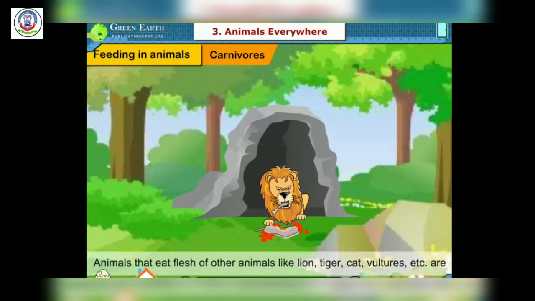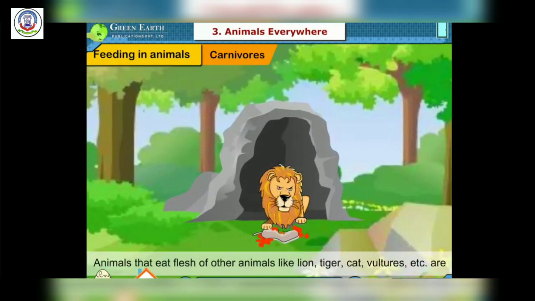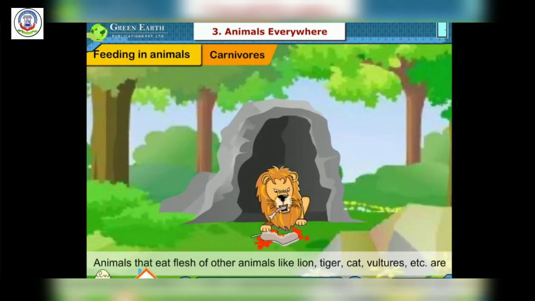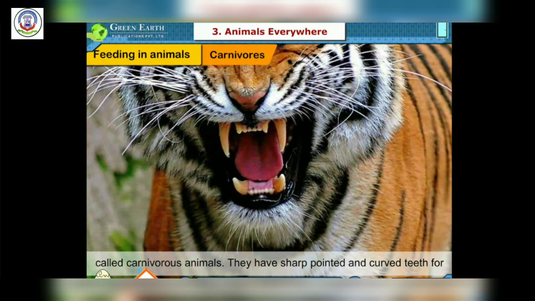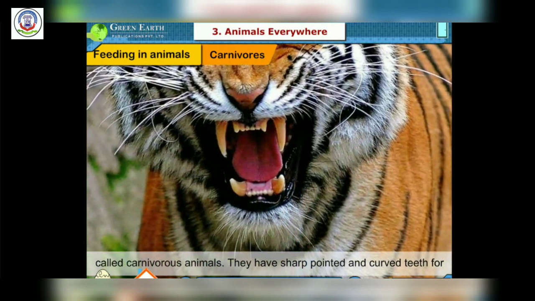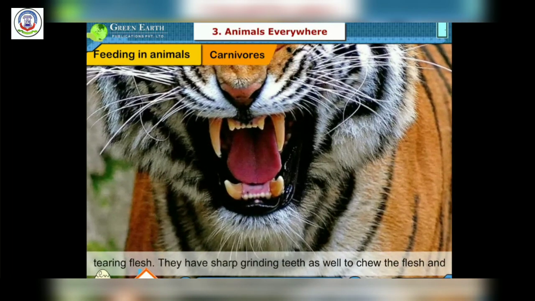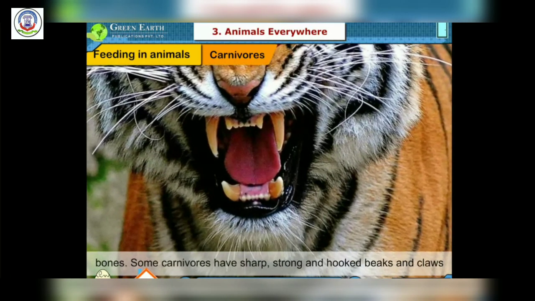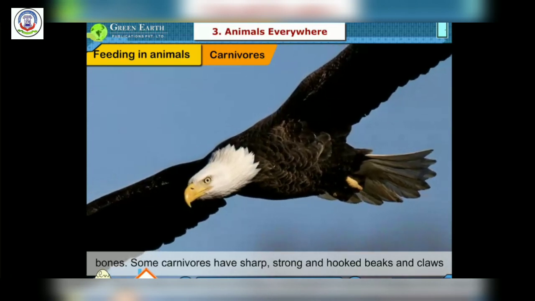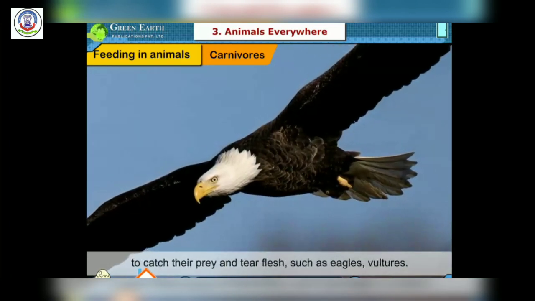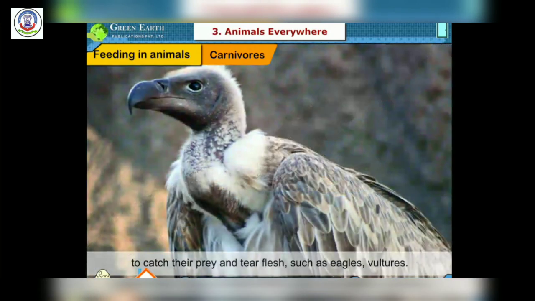Carnivores. Animals that eat flesh of other animals like lion, tiger, cat, vultures, etc. are called carnivorous animals. They have sharp pointed and curved teeth for tearing flesh. They have sharp grinding teeth as well to chew the flesh and bones. Some carnivores have sharp, strong and hooked beaks and claws to catch their prey and tear flesh, such as eagles, vultures.